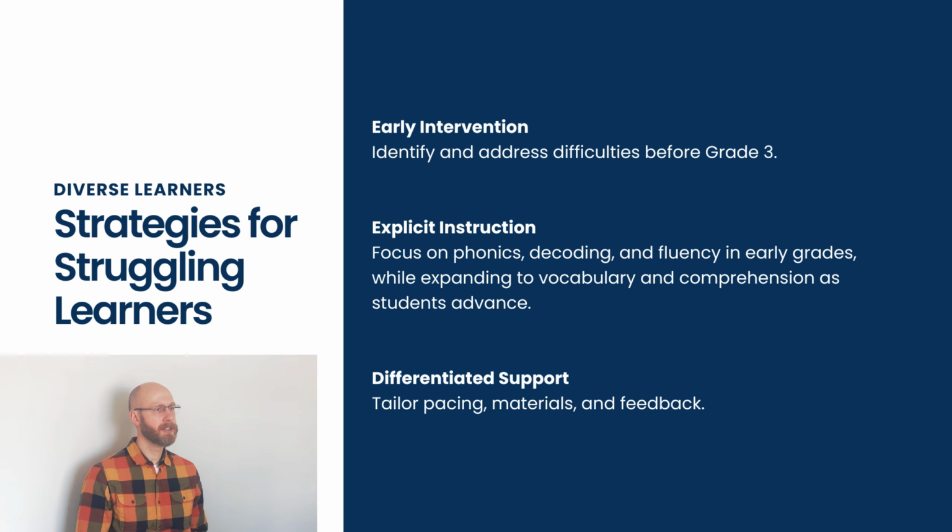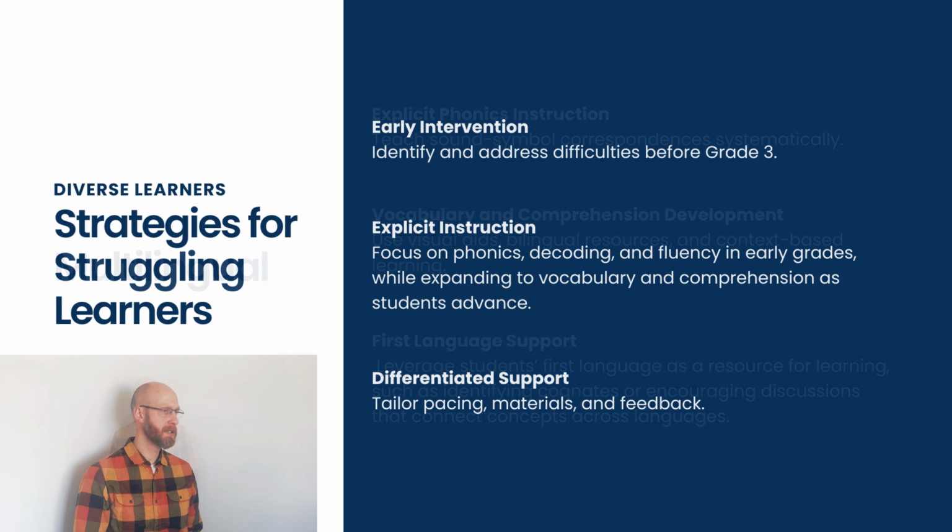Finally, differentiated support is essential. Each struggling learner has unique needs, so we must tailor the pacing of lessons, select materials carefully, and provide targeted feedback. Differentiation allows us to meet students where they are and help them make meaningful progress. By integrating these strategies, we can effectively support struggling learners and set them on a path toward reading success.